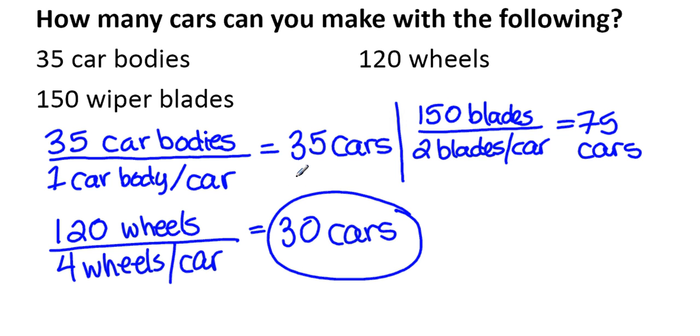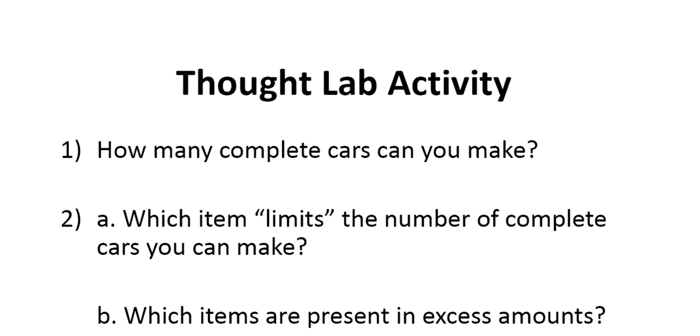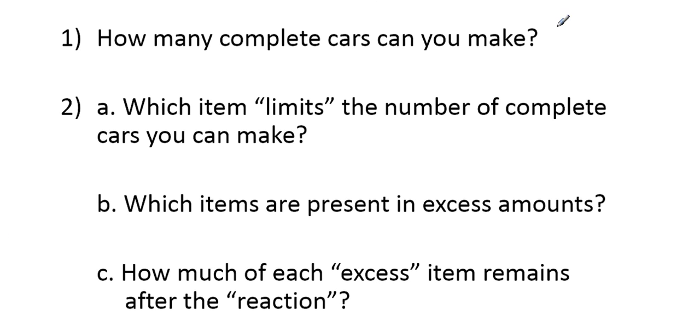So let's try and look at a couple follow-up questions with this activity, and hopefully that'll help us understand a little bit more about what's going on. So we've already done question 1. How many complete cars can you make? We said that that was 30. Which item limits the number of complete cars you can make? So which one's the restricting item? Which one's going to limit the number of cars? Well, we just talked about that. That would be the wheels. It makes the fewest number of cars. So once we use up all the wheels, that's it.